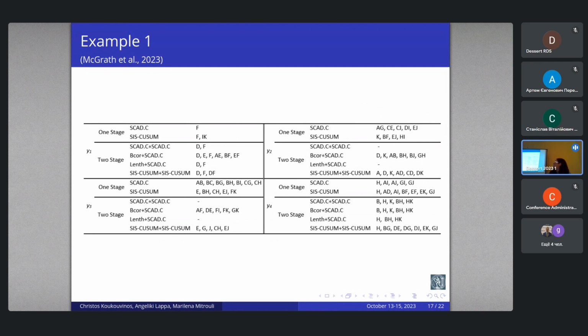So, for example, for the first response Y1, in the one-stage procedure, McGrath et al. found that F is an active factor. CIS-CUSUM shows that F and IK are active ones, while during the two-stage procedure, performing CIS-CUSUM twice, D and F are active. Ball correlation along with SCAD-C shows that DEF, AE, BF, and EF are active. Performing the length test along with SCAD-C shows that D and F are active ones, and performing CIS-CUSUM twice, we see that D and F and the DF interaction are active as well.